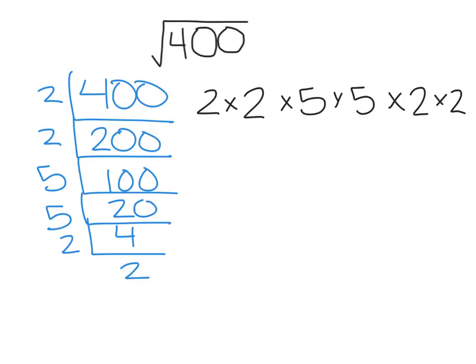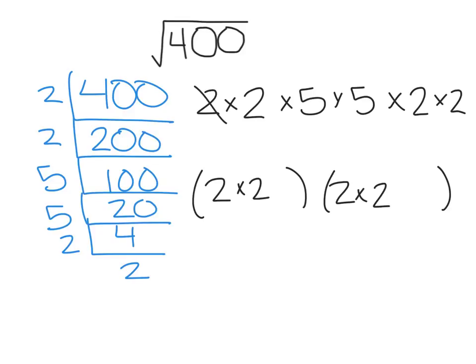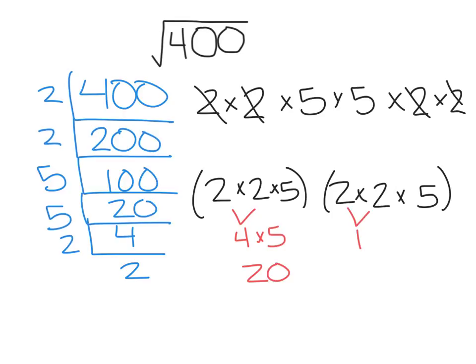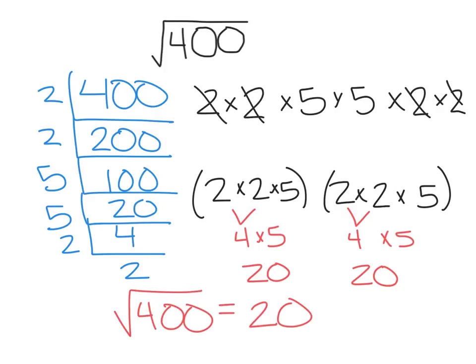Since we're doing square root, we need two groups. I see that I have 4 2s, so I'm going to put 2 2s into each group. So 1, 2, 3, 4. We used all of our 2s, and then we have 2 5s left, so I'm going to put 1 5 into each group. Let's figure out what each group equals. So 2 times 2 is 4, times 5 is 20. 2 times 2 is 4, times 5 is 20. So the square root of 400 equals 20.